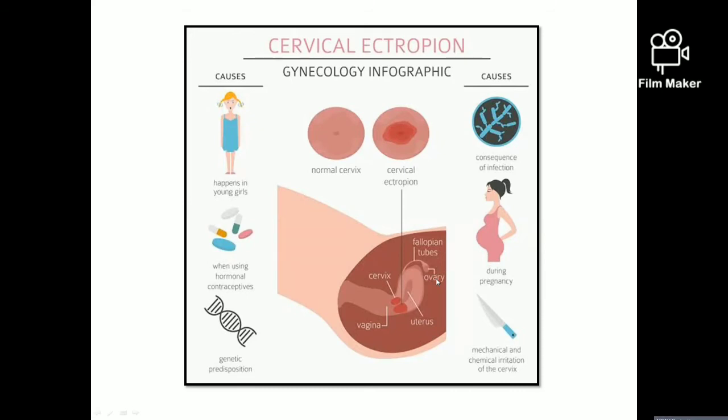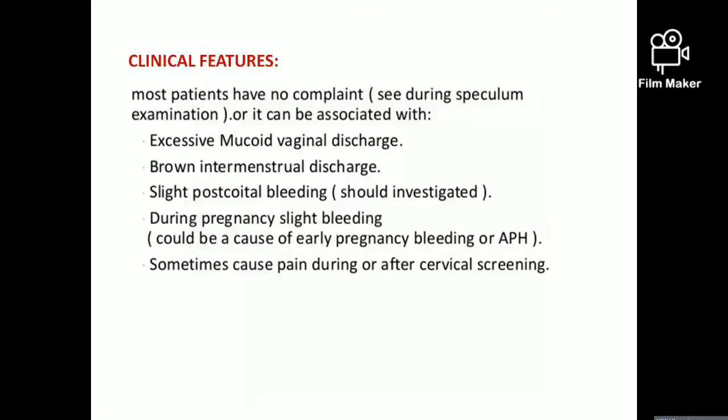So we will see one by one clinical features, how a woman or a girl is presented. Most of the patients have no complaints at all. You should remember this. During speculum examination, we find it accidentally, or it can be associated with the following symptomatology. There may be excessive mucoid vaginal discharge. Now, if it is superadded with infection, it may become mucopurulent also. And rarely it may be blood stained, which may be seen due to congestion.